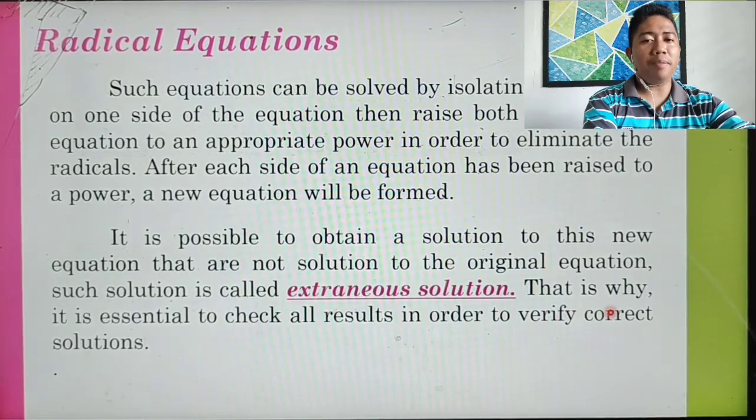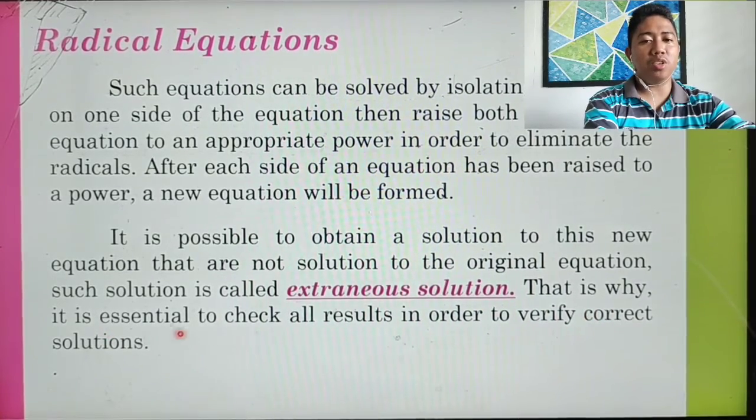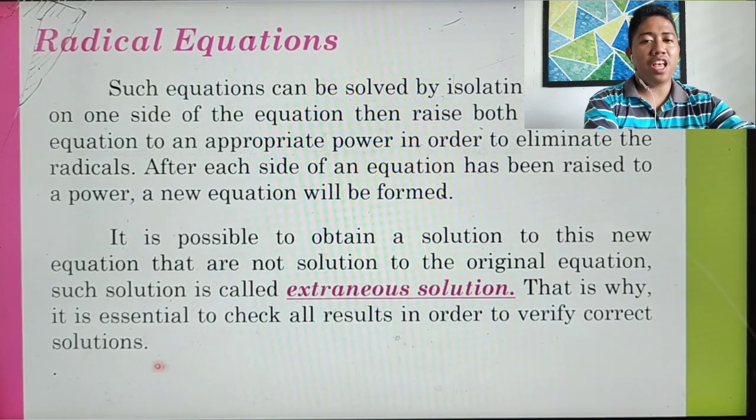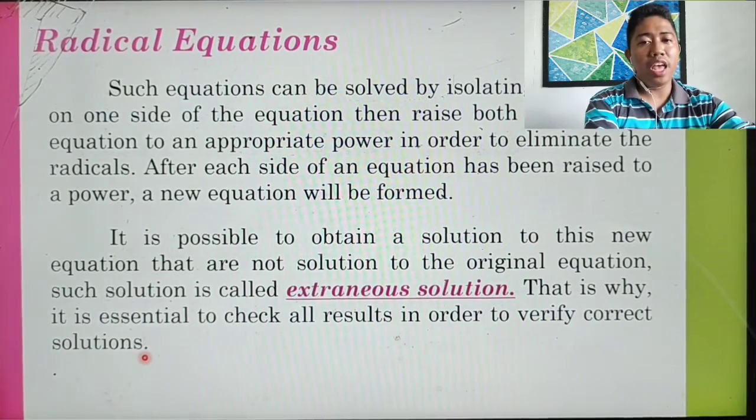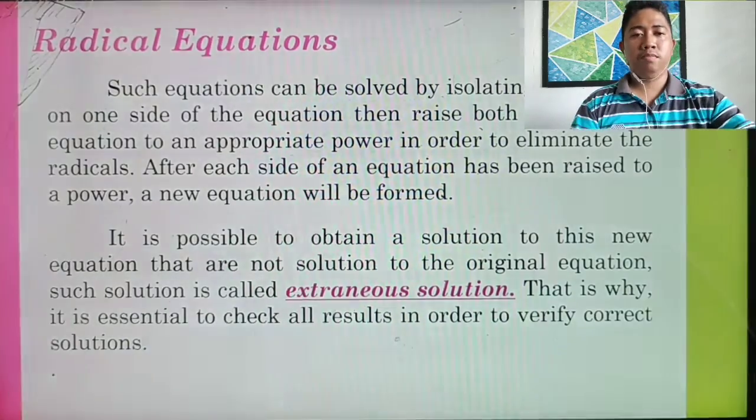That is why, my dear learners, it is essential to check all the results in order to verify the correct solution. So always remember, you always have to check by substitution and check that both sides of the equation are equal. Okay?